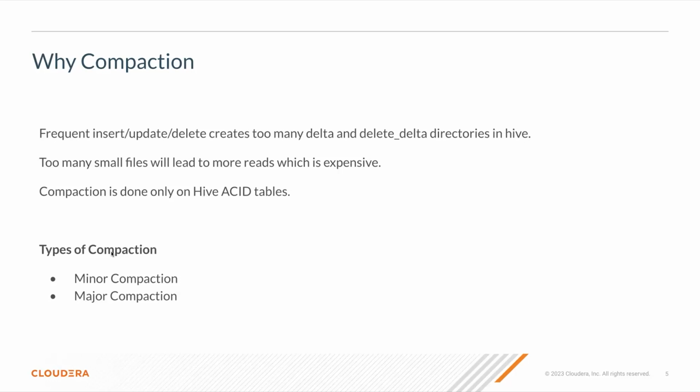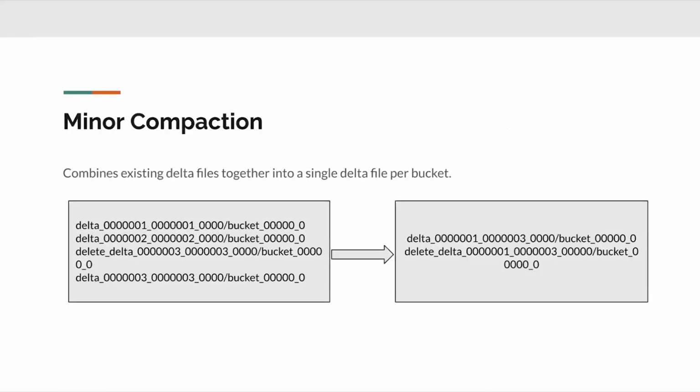So in compaction, there are 2 types, which is minor compaction and major compaction. So minor compaction, as I said previously, there will be many delta and delete delta files like this. So now what minor compaction does is that all the delta files will be combined together and created a new delta file, wherein all this data will be stored here.